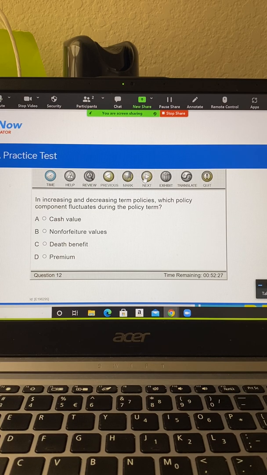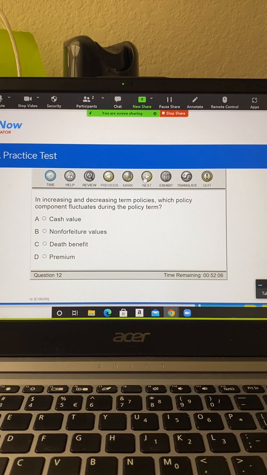All right, young man. Term life insurance does not build any cash value. Now, you got to know that. That's going to be on the test. Term don't build no cash value.